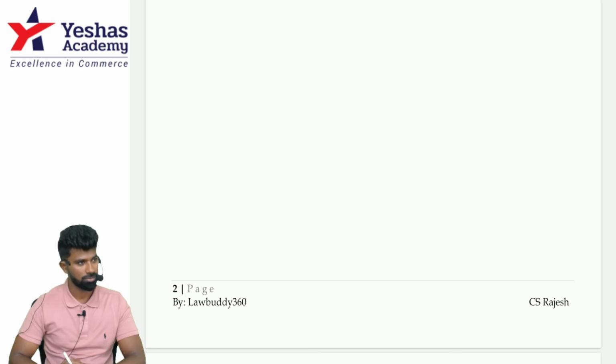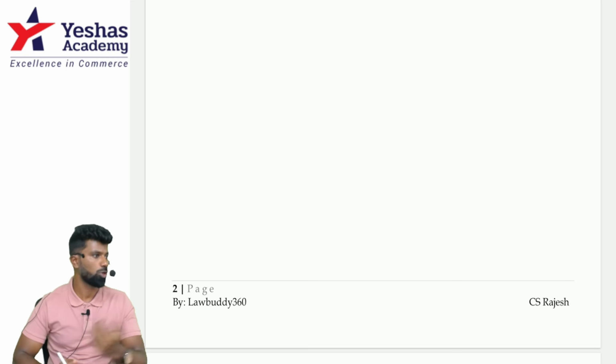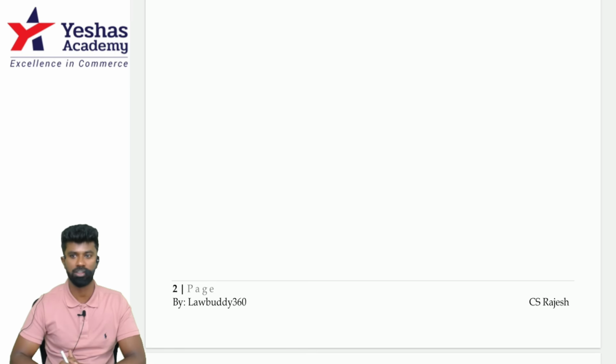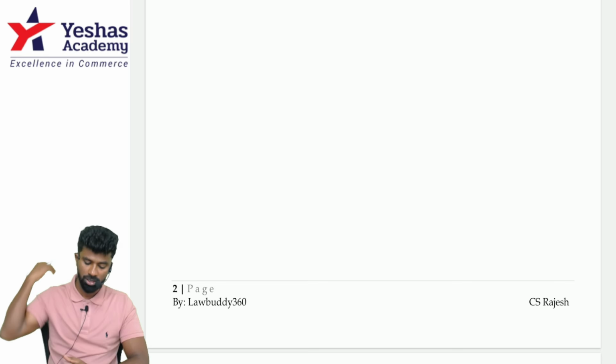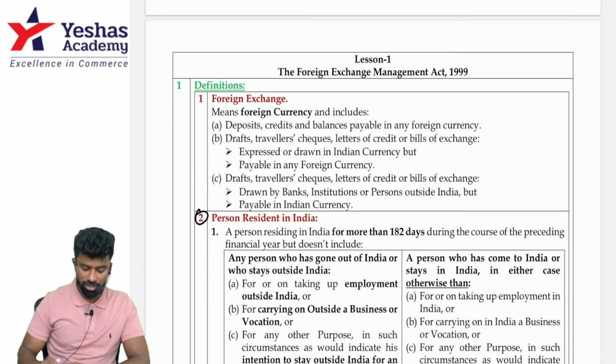One is the Benami Transactions Prohibition Act. The next one is the Fugitive Economic Offenders Act. And one more is ECBs, External Commercial Borrowings. Done. Okay, let's start with lesson number 1.